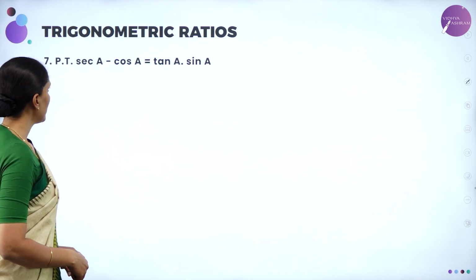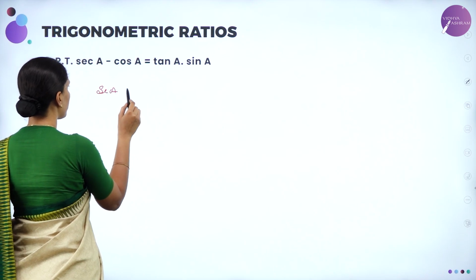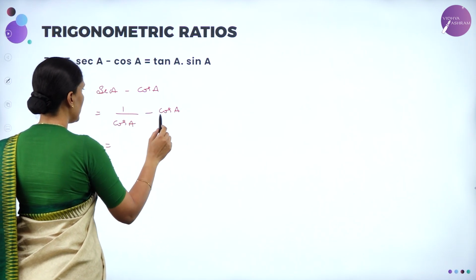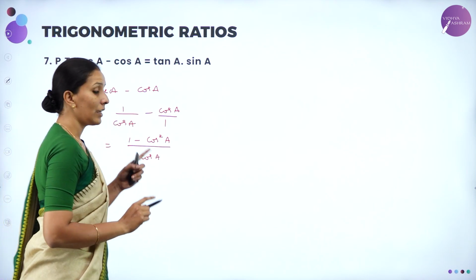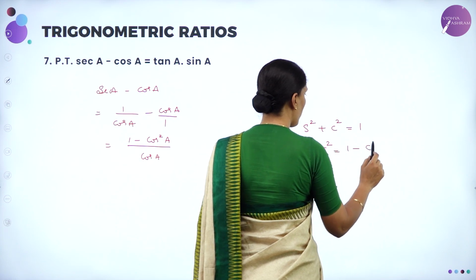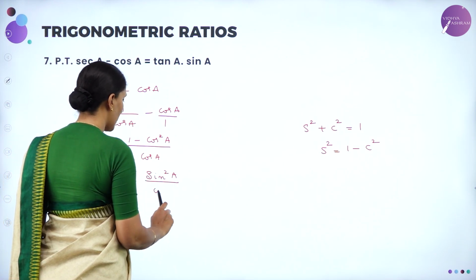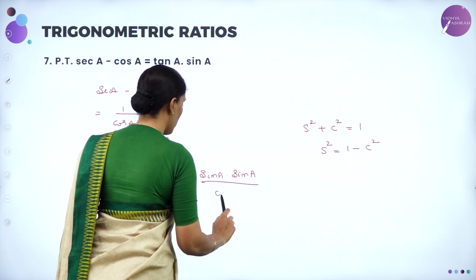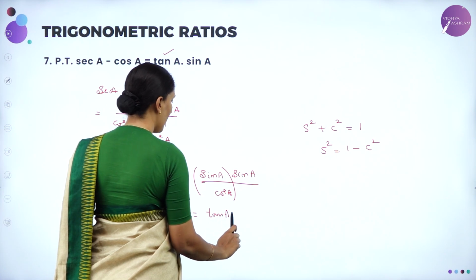Next one. Prove that secant A minus cos A is equal to tan A into sin A. So secant A can be written as 1 by cos A minus cos A. And taking the difference, we'll get 1 minus cos square A divided by cos A. Using the trigonometric identity, we know sin square theta plus cos square theta is equal to 1. And sin square can be written as 1 minus cos square. So therefore, 1 minus cos square A can be written as sin square A divided by cos A. And sin square can be separated as sin A into sin A divided by cos A. Now sin A by cos A can be taken as tan. So therefore this is tan A into sin A.